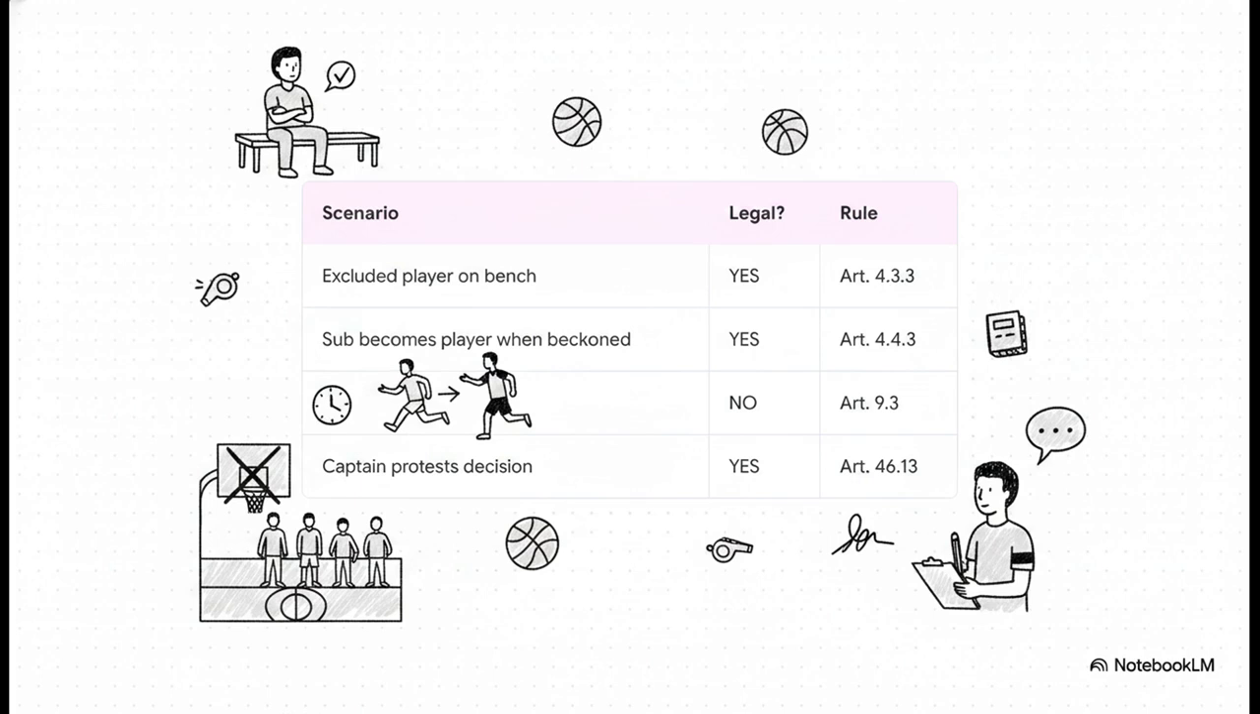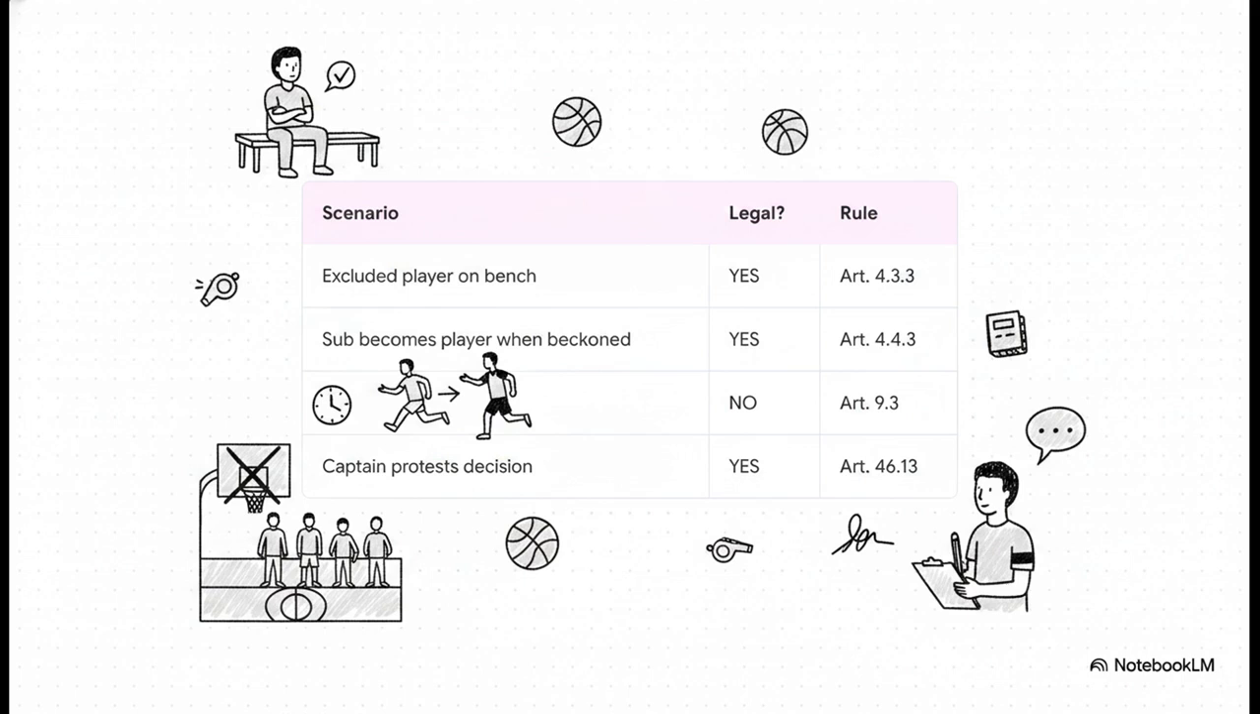Let's rapid fire through these common scenarios. An excluded player, so someone who has fouled out, can they stay on the bench? Yes, Article 4.3.3 says they remain part of the team delegation. When does a sub actually become an active player? Exactly when the referee beckons them onto the court, per Article 4.4.3. Can a team start a game with just 4 players if someone is running late? Absolutely not, which we'll look at closer in just a second.